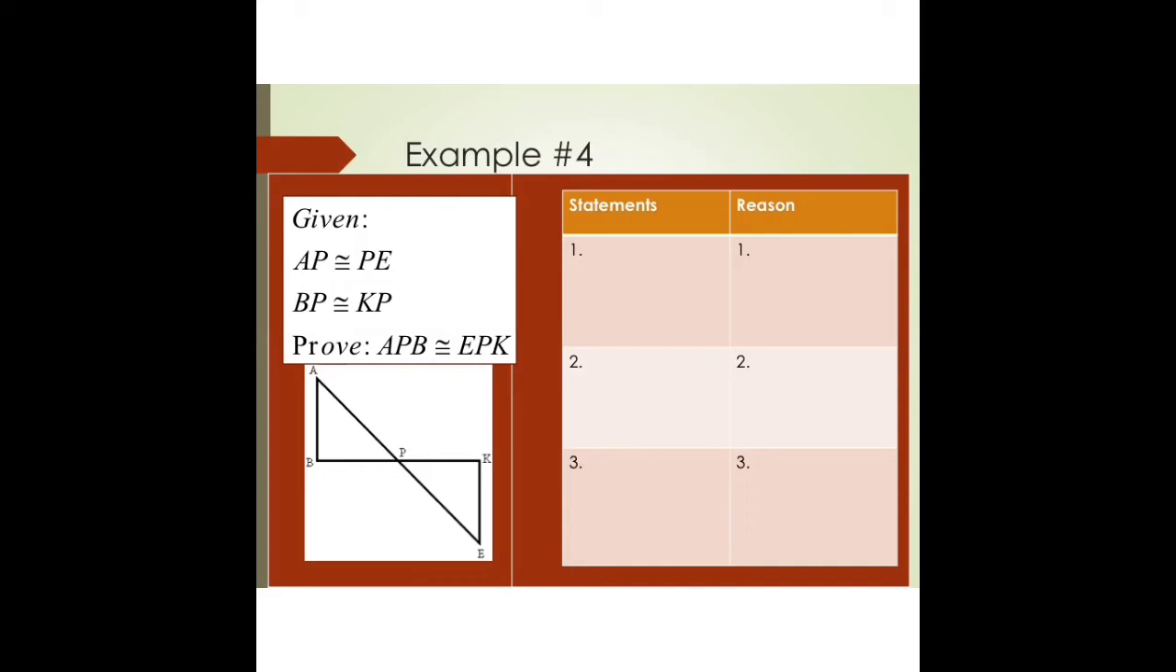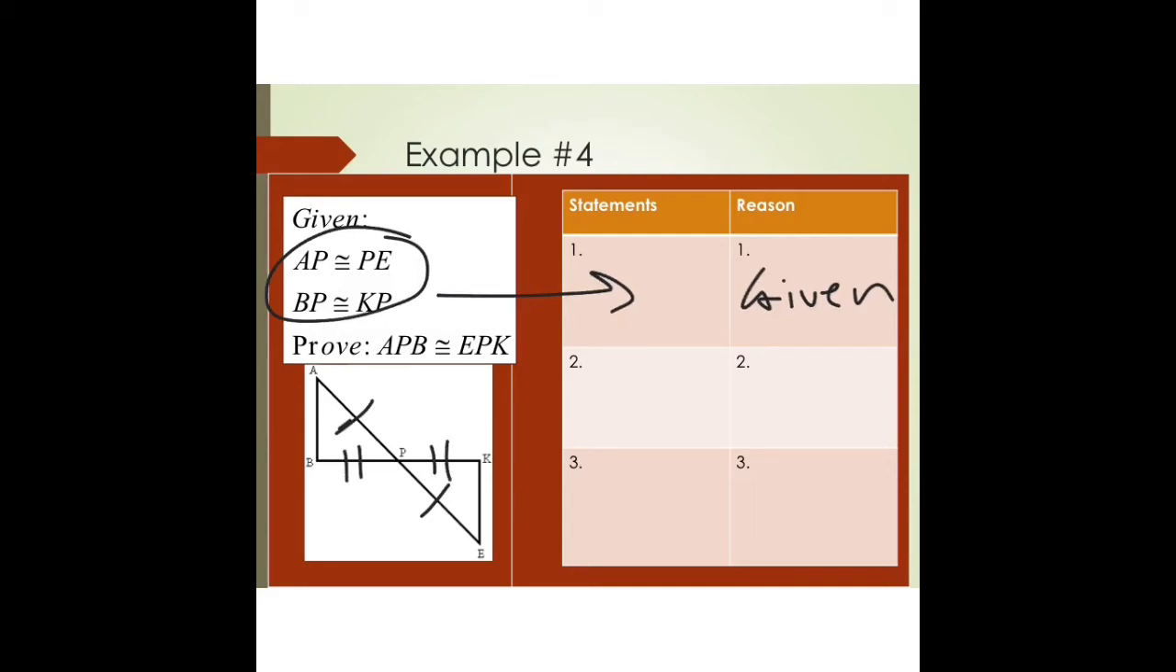Okay, so here's the same diagram, but we have some different information. Again, we're going to be using the vertical angle property to prove these triangles are congruent. Starting with our given, again, we have AP is congruent to PE, BP is congruent to KP, and that is going to be given. And again, guys, you will be writing down those statements. I just didn't leave myself enough room. Okay, before I move on to statement number 2, I'm going to mark my triangle. AP and PE are congruent, and then BP and KP are congruent.